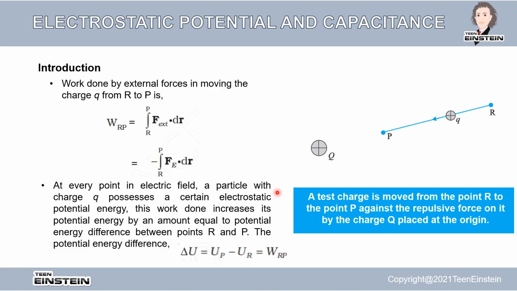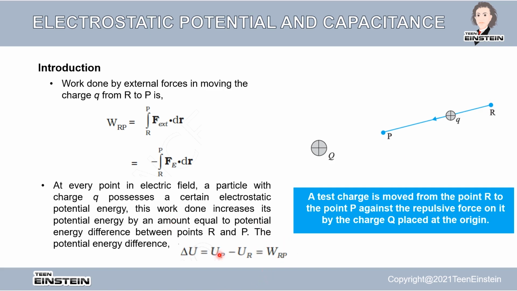So what they are saying here is, the charged particle q will have a particular potential energy here, and it will have a particular potential energy here. In this case, at the point P, it will have a higher potential energy. So what is the difference between the potential energy? That is U_p minus U_r, which is nothing but the work done.